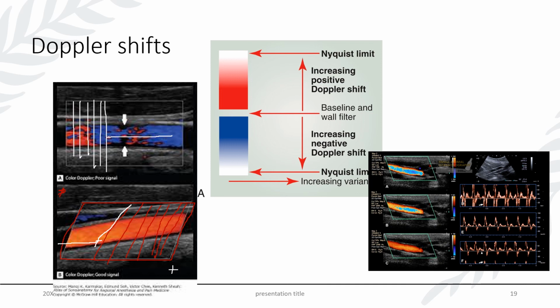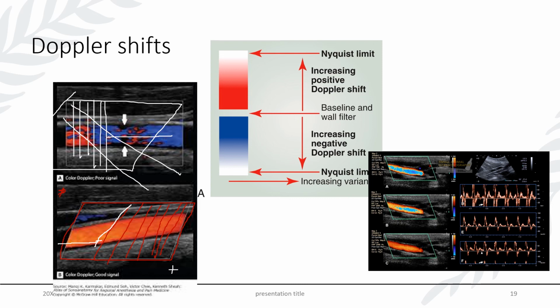And as the operator, you would either want to get the vessel to go across your screen as an angle, or you would want to steer your color box in a new direction to provide those collisions that are essential to creating a Doppler shift and providing color flow information.